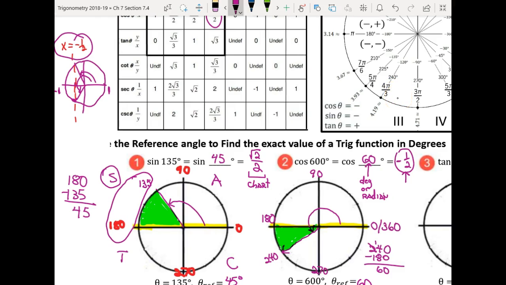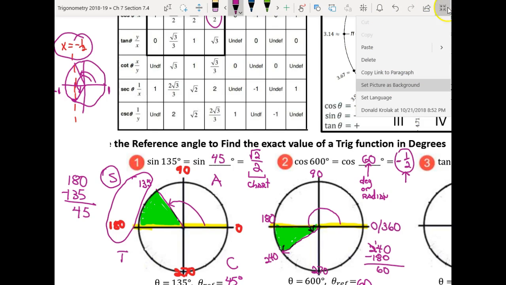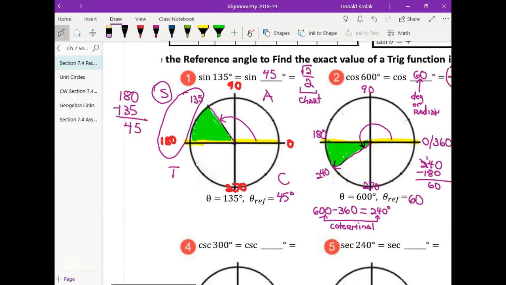Okay, so let's go on to number 3 here. And why am I frozen? There we go.